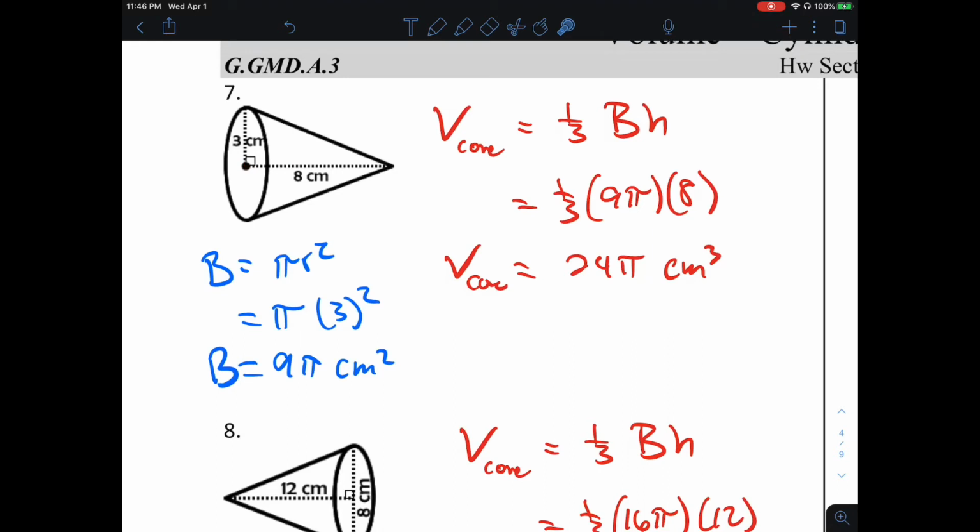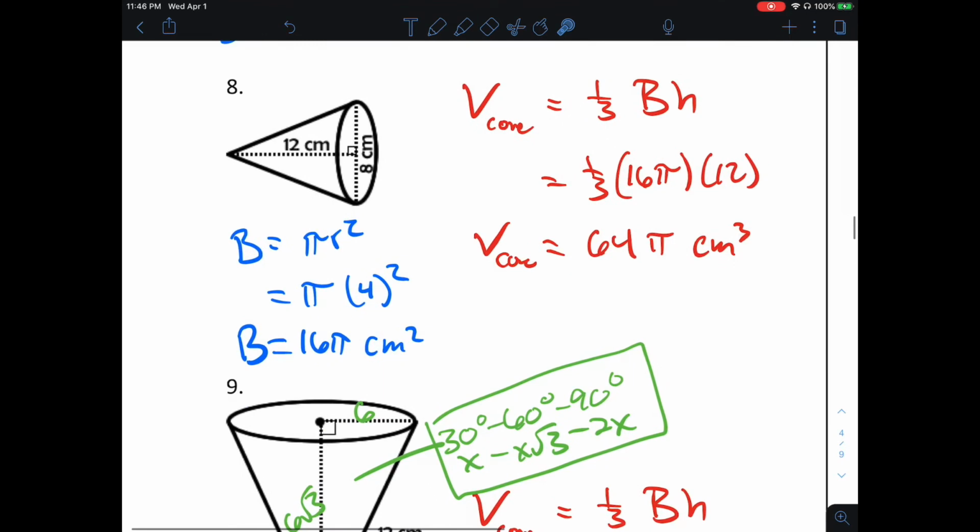The height is 8. It's the perpendicular distance from the base to the vertex. And that is a third of 9, which is 3. 3 times 8 is 24, so it's 24 pi cubic centimeters. Number 8, also a cone.